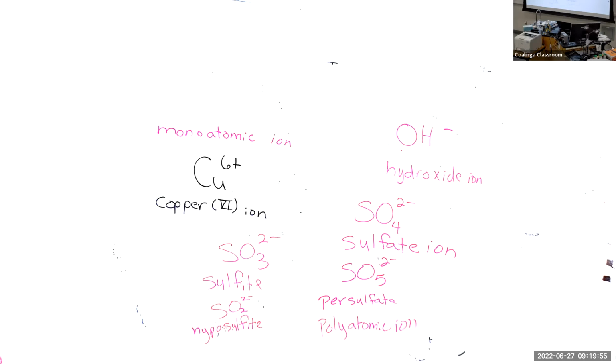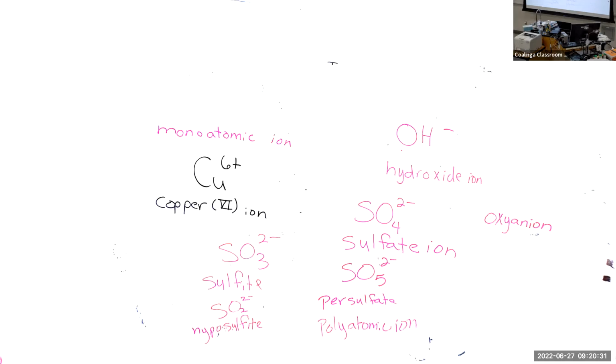Look at the oxygens. These guys are a special type of polyatomic ions. The ones that have oxygens are called oxyanions. Why do you think they're called oxyanions? Negative charge and they have oxygen. Okay, so sulfate starts off with 4 oxygens, sulfite 3, hyposulfite 2 oxygen.